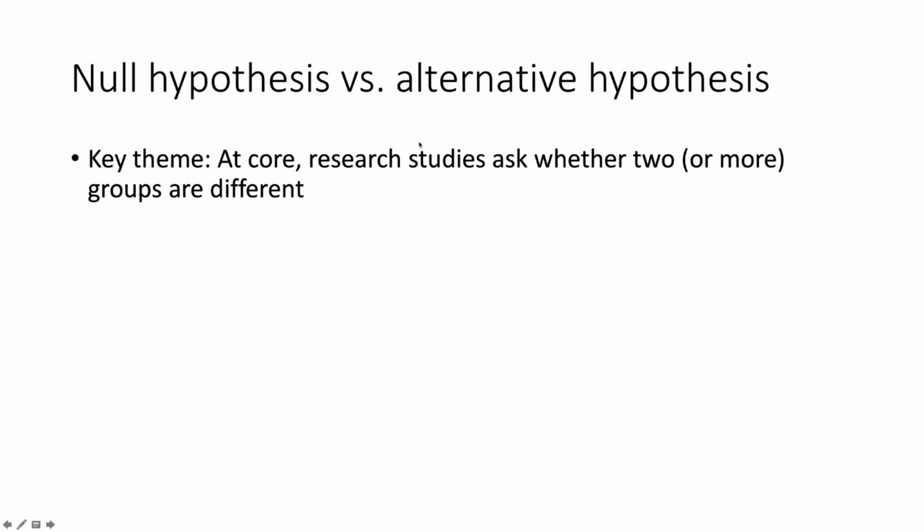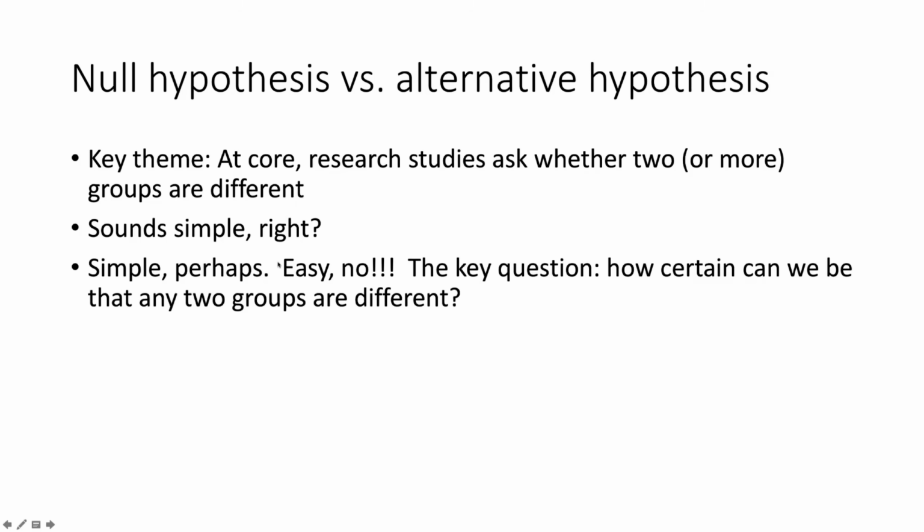So again, the key theme here is that at core, research studies are asking whether two or more groups are different. That's it. That's really what most studies are designed to do. They're asking, is this group different from this group? And by how much? And what's the likelihood that they're different? At core, you're just asking, are these two groups different? So it sounds super simple.